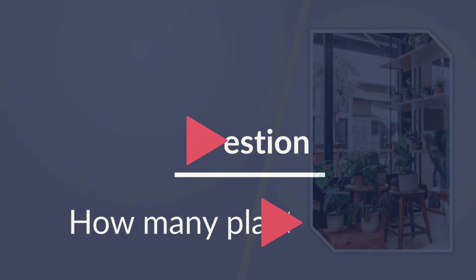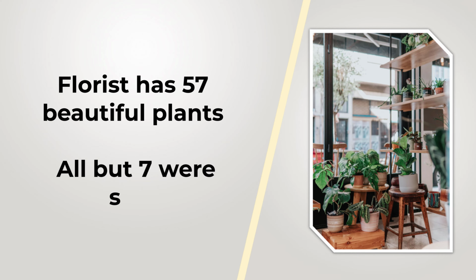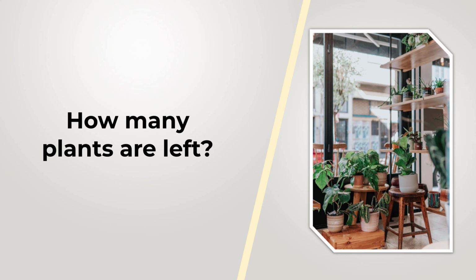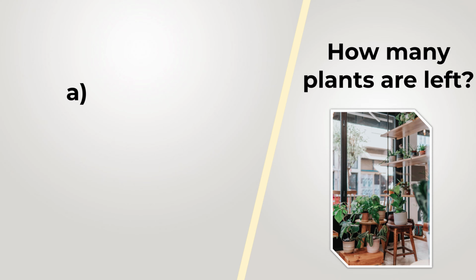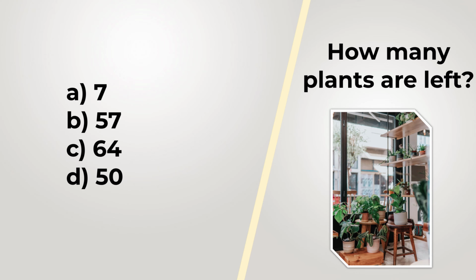Here's a challenging question you might frequently see on the test. A florist has 57 beautiful plants. All but 7 were sold. How many plants are left? There are 4 different choices: choice A, 7, choice B, 57, choice C, 64, and choice D, 50.